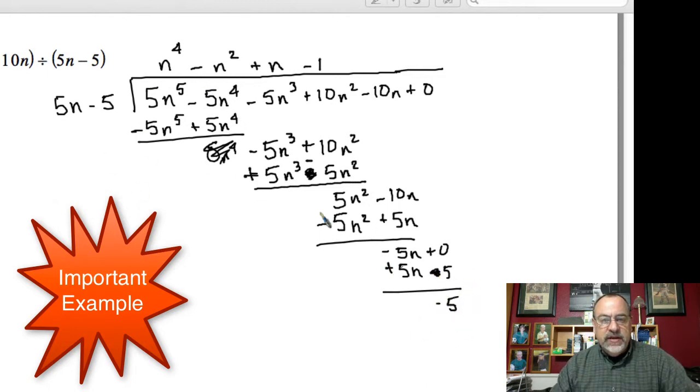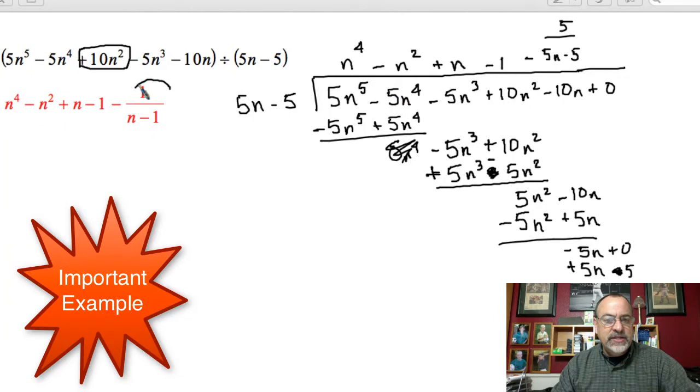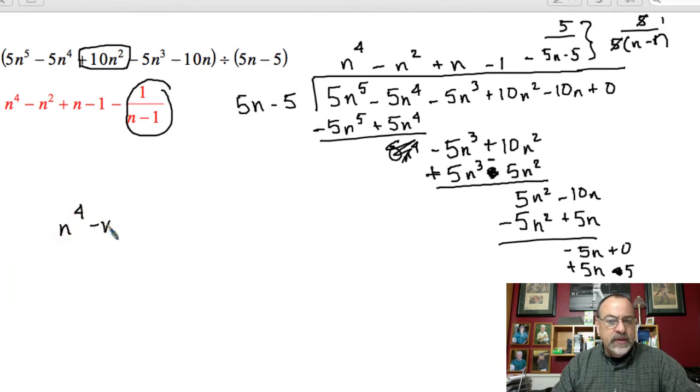Now, you'll notice that my remainder then is negative 5 over 5n minus 5. Now you'll notice that doesn't match their answer. And what they've done is this can actually be simplified. Because we have a common factor of 5 down here, we can factor that out, and then because I have multiplication going on, these 5's reduce, leaving me 1. So that's how they get their answer. n to the fourth minus n squared plus n minus 1 with a remainder of negative 1 over n minus 1.